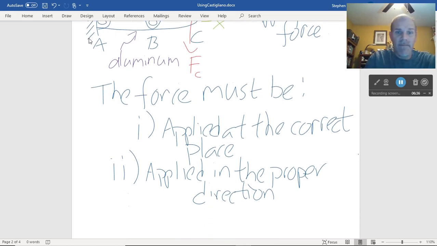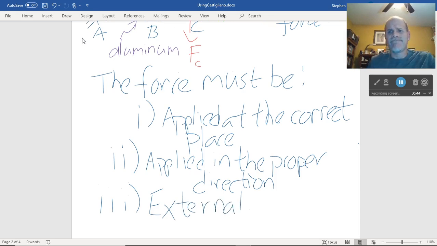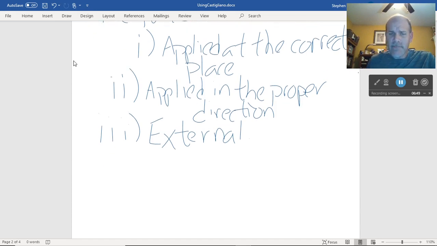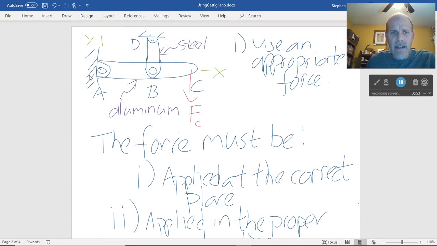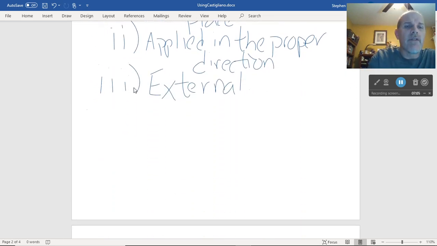Then there's the third point. The force must be external. External. Why does that matter? Okay, let's take this piece up here. I scrolled away from it. I shouldn't have yet. Let's take this piece that I drew, right? This little sample steel aluminum combo, and let's break it into its parts and see what I mean and see what we mean by external in this case.